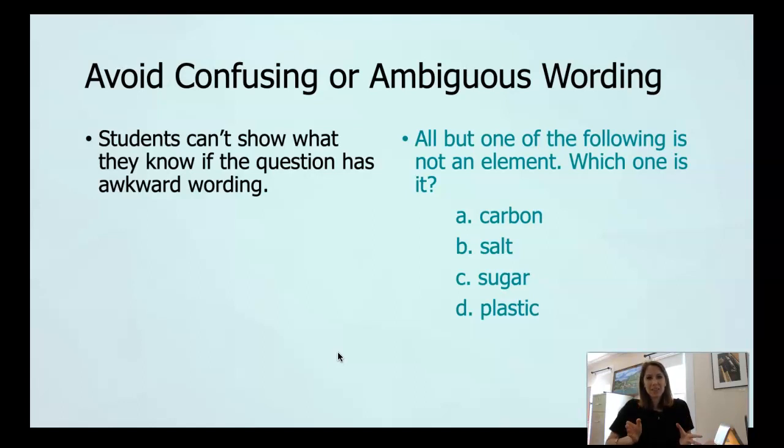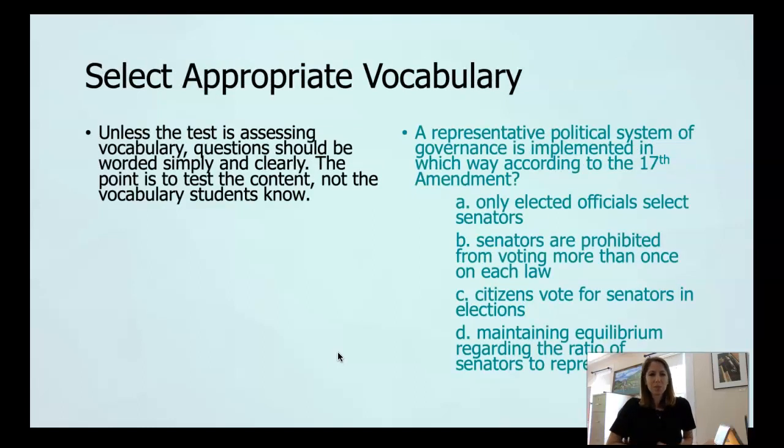There's a way that we could word this question that would be a lot simpler. We could just say, "Which of the following is not an element?" instead of including all this information like "all but one of the following is not an element." That's confusing. Just be straightforward when you're writing your multiple choice questions, because it will make sure that you are assessing your students on what they know and not whether or not they can decipher confusing wording, right? So make sure that you keep your questions simple and don't use any ambiguous terms that could confuse them.